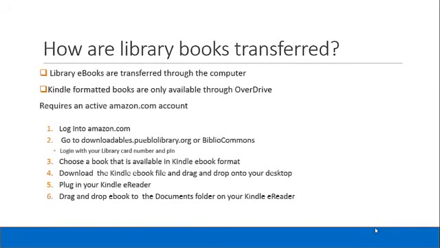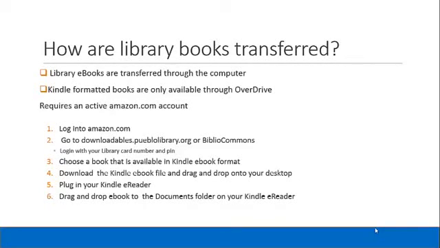So how are library books transferred from Overdrive to the Kindle e-reader? You have to do it through the computer and the USB cord. Now, it's important to remember that Kindle formatted books are only available through Overdrive at this time. You also have to have an active Amazon account.